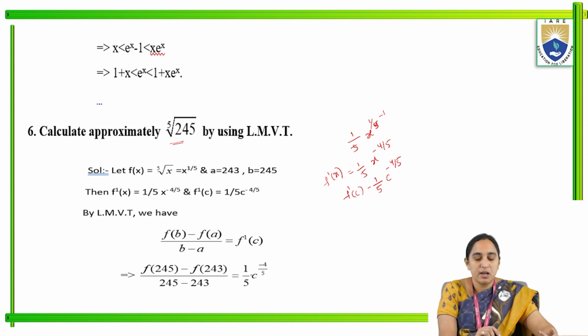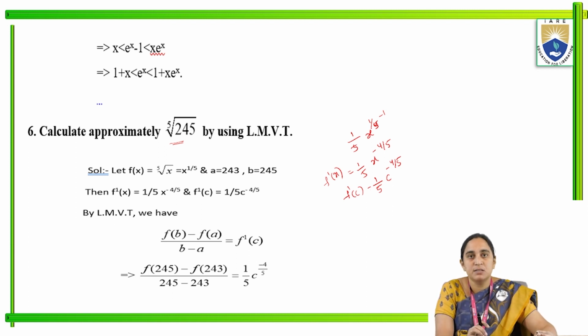By Lagrange's mean value theorem, f of b minus f of a by b minus a is equal to f dash of c. Here, if the differentiation exists, the function is continuous, so the two conditions of Lagrange's mean value theorem are satisfied. Then there exists c belonging to (a, b) such that f dash of c is equal to f of b minus f of a by b minus a. Here we are assuming the interval limit points a as 243 and b as 245.